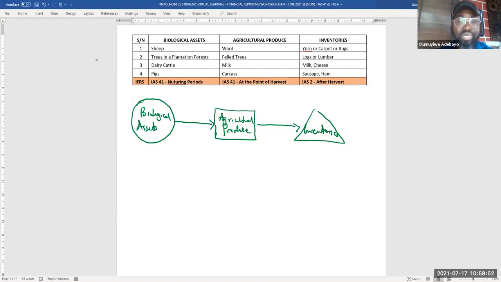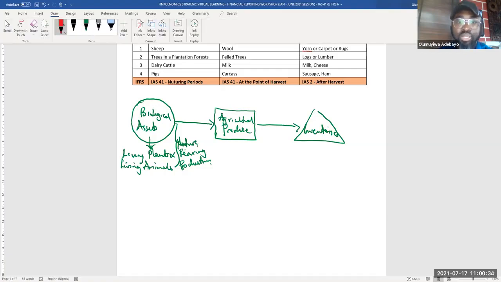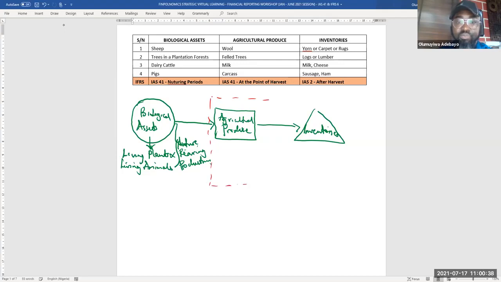Now, what are biological assets? Biological assets are purely living plants and living animals. At this point, they are at the point of nurture, at the point of rearing, at the point of production. But once they get to where harvest arose, they metamorphose into being an agricultural produce.